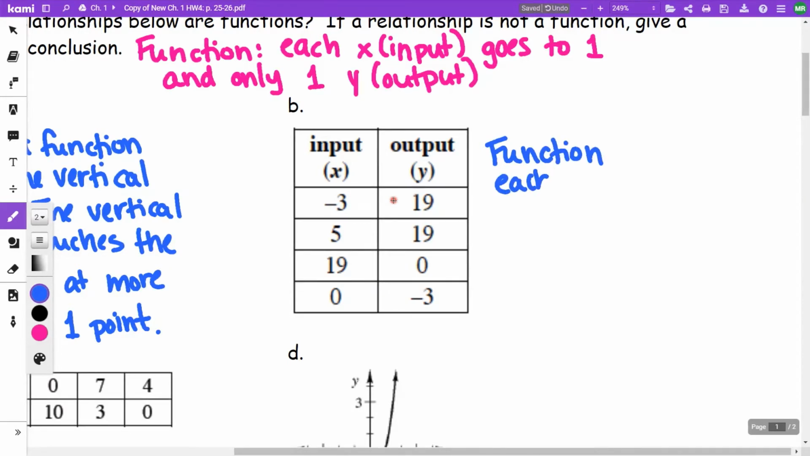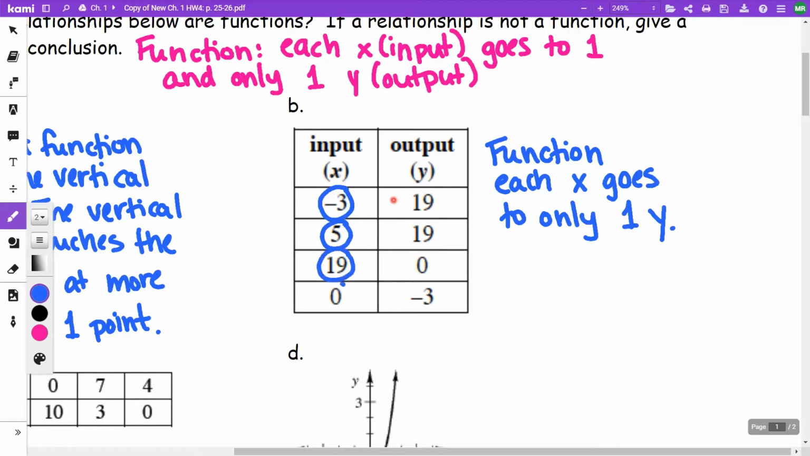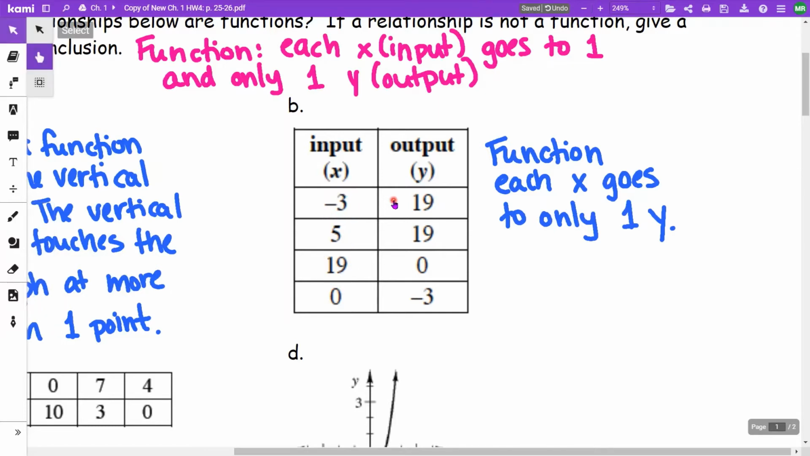Each x goes to only one y. So again, when you're looking at your x's, if none of your x's repeat, it's automatically going to be a function. I don't even care what's on the other side for my outputs. Automatically going to be a function. Okay, next one.